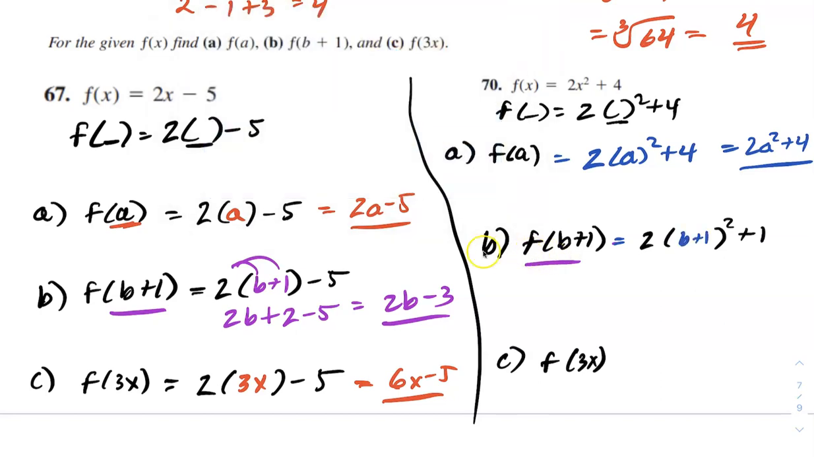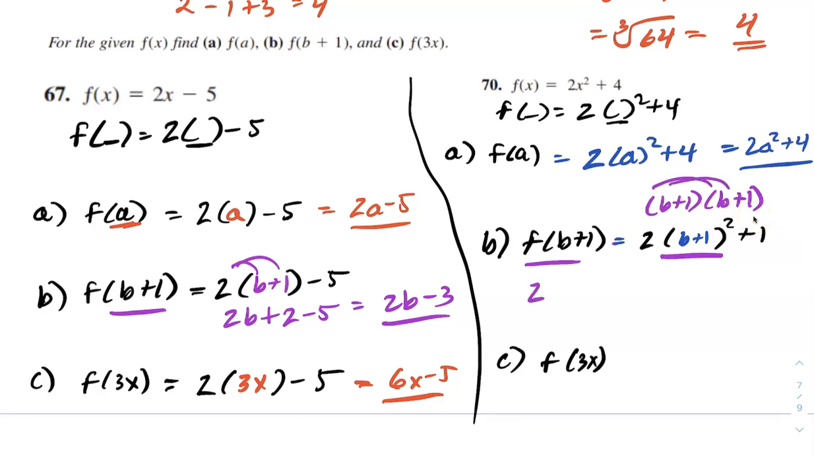Okay, the reason this one sucks is because b plus 1 everybody gets wrong. It's not b squared plus 1. When you square something, you multiply by itself. It's b plus 1 times b plus 1. That's what happens when you square b plus 1. You multiply by itself. And then you distribute.